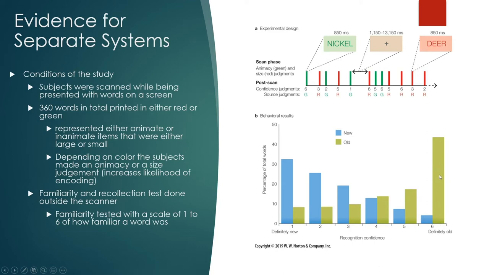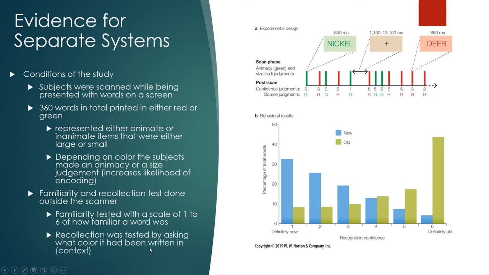You can see that in green were the ones that actually were old. When they said they were definitely old, they were usually right. In the middle is when they're wishy-washy, I don't know. And over here, the ones that were definitely new, they were usually right that it was a new word they were viewing. There were a couple that they got wrong here, and these ones in blue were ones that they got wrong. But this shows that when we're really confident about it, we're usually pretty good at it. And the ones in the middle are about 50-50, depending on how confident we are.